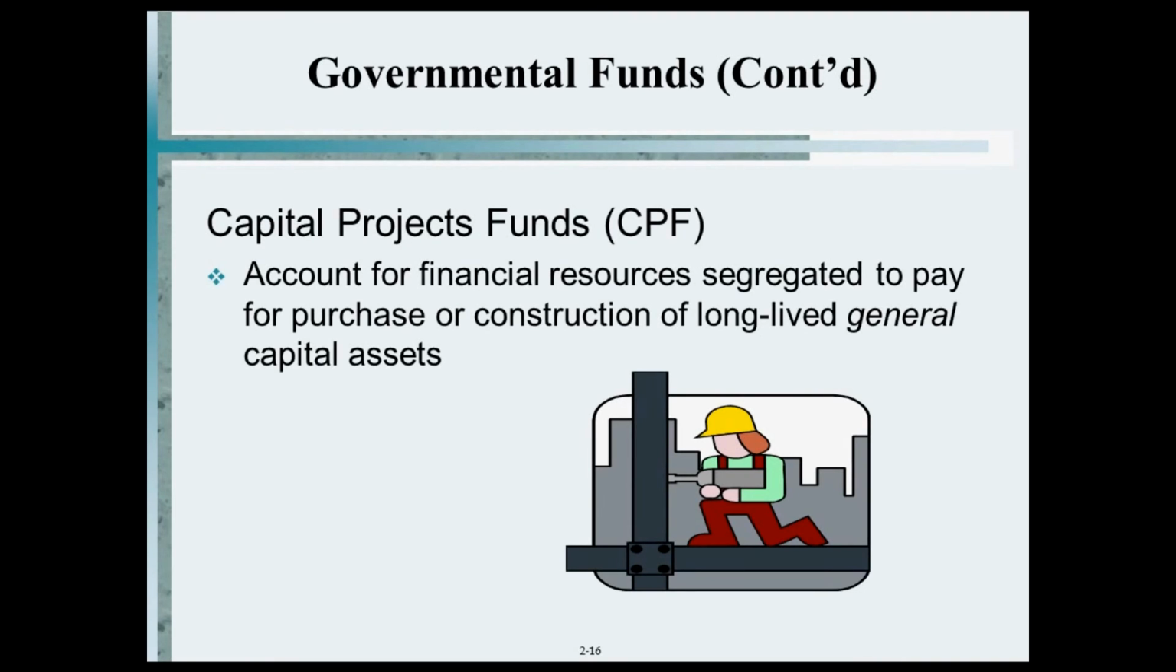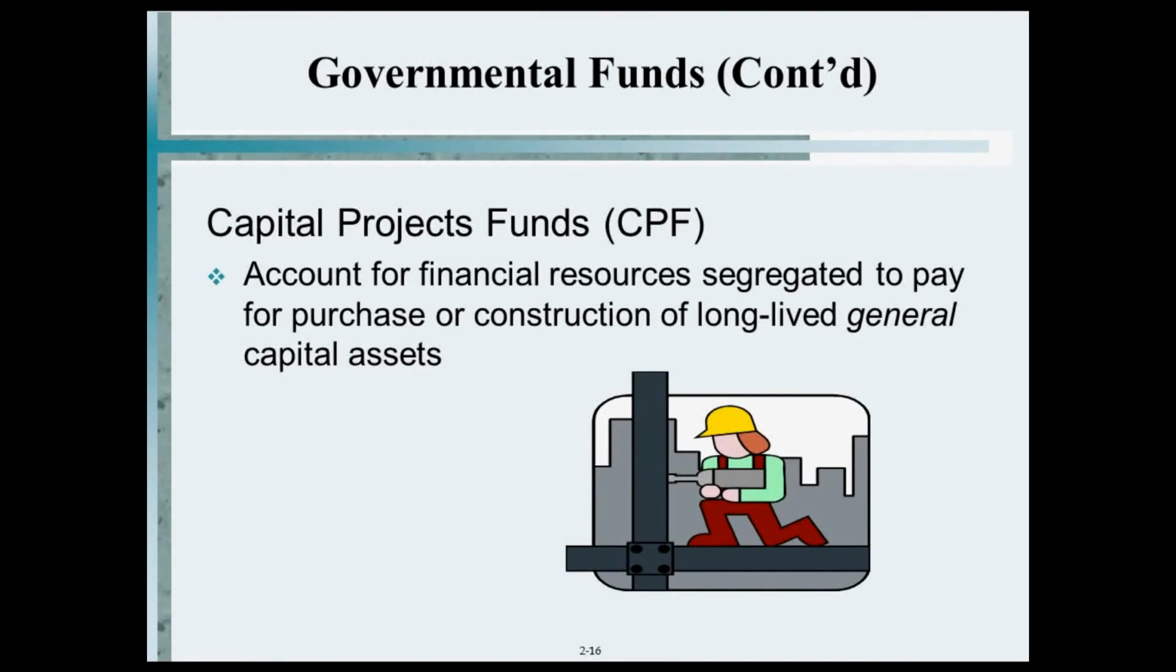Okay? So, capital projects fund. Now, this is exactly what it says. Financial resources segregated to pay for purchase or construction of a long-lived general capital asset. You're constructing a huge facility. It costs millions and millions of dollars. Well, somebody had the bright idea saying, don't mix it up with the rest of the government operation. Set up a separate fund.